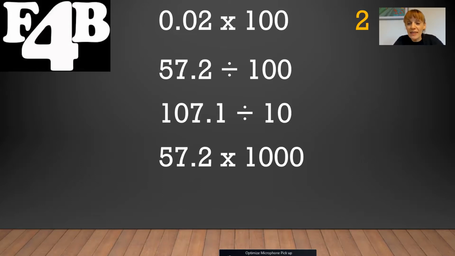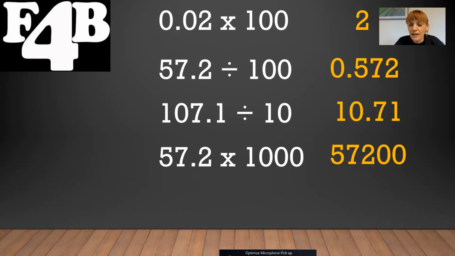All right, so here we are with the answers. So 0.02 times 100 gives an answer of 2. 57.2 divided by 100 is 0.572. Next one gives an answer of 10.71. And 57,200 for our final answer.